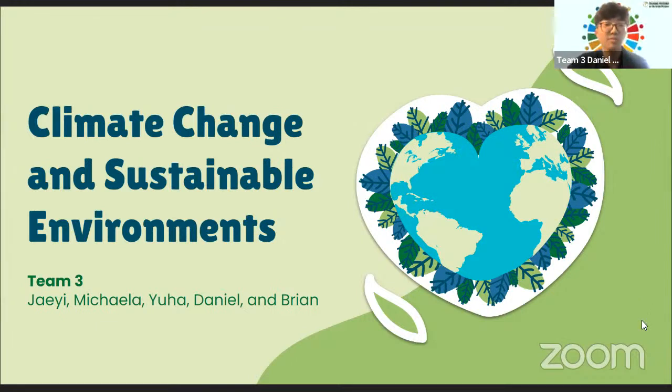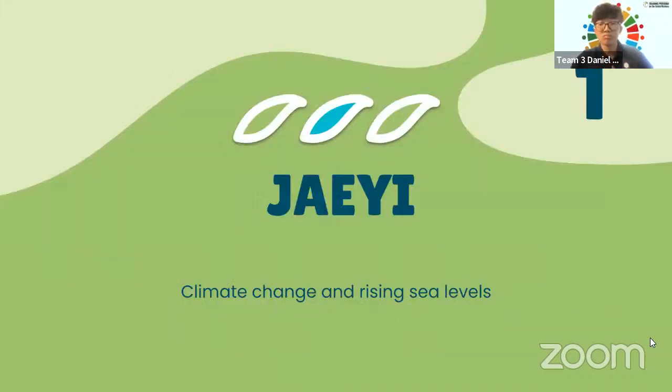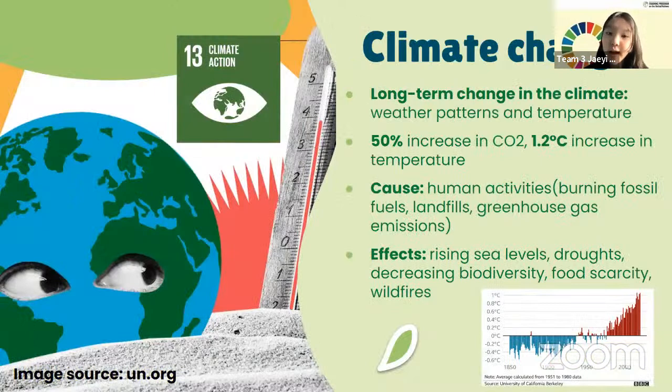Hey everyone, I'm Daniel from Team 3, and we are going to be talking about climate change and how to maintain a sustainable environment through a couple solutions. Hello everyone, I am Jay Kim from Indonesia, and first I will be talking about climate change. Climate change is the long-term change in the climate, and over the past few decades, our world has faced a 50% increase in carbon dioxide level, as well as a 1.2 degrees Celsius increase in temperature. It is mainly caused by human activities, such as the burning of fossil fuels that lead to carbon emissions, and its impacts include rising sea levels, droughts, decreasing biodiversity, and more. The graph below shows the increase in temperature over time.